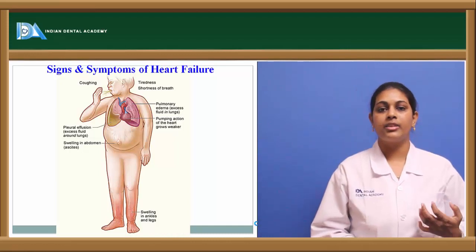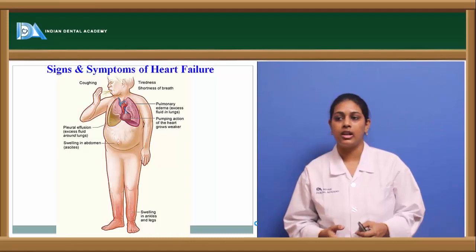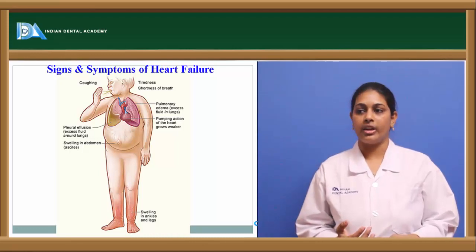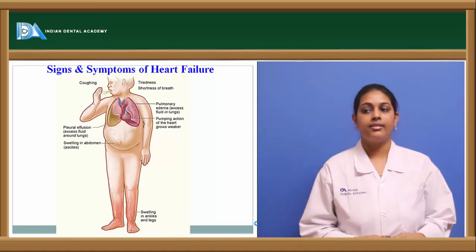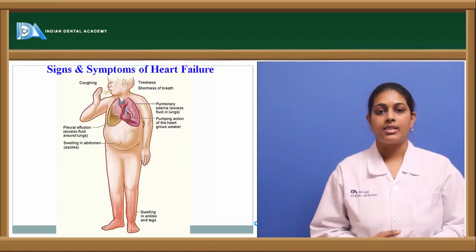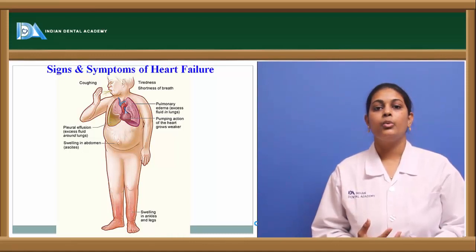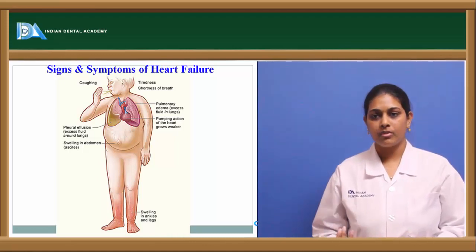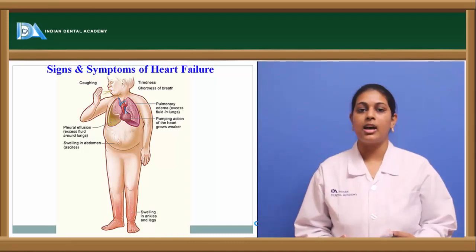Other than that, we see there's pleural effusion, which means an excess of fluid around the lungs, as we also see in congestive heart failure. We also see ascites. Ascites, as already described, is one of the compensatory mechanisms maintained when there's right-sided heart failure. So we see swelling in the abdomen, and it results in ascites.